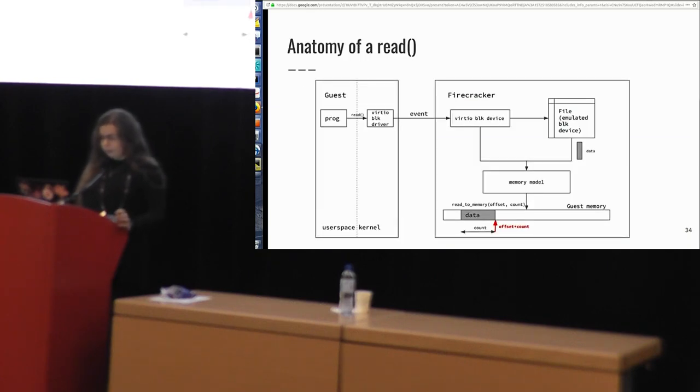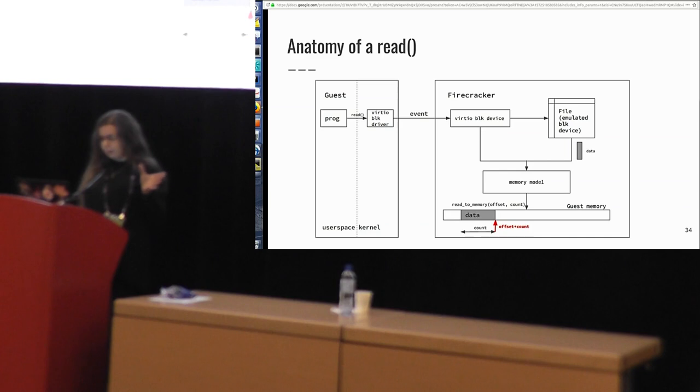So now let's look a bit into a potential code path for this error to manifest itself. Let's say you have a guest that wants to read something from its drive into memory. This program is going to call read. The read is going to go into the guest's Virtio block driver. This is going to trigger an event that eventually makes its way into Firecracker, into the Virtio block device. As Andrea mentioned, block devices are emulated with files in Firecracker, so we're going to read that information into an intermediary buffer, and then pass it on to the memory model crate, which is supposed to put it in the guest's memory.